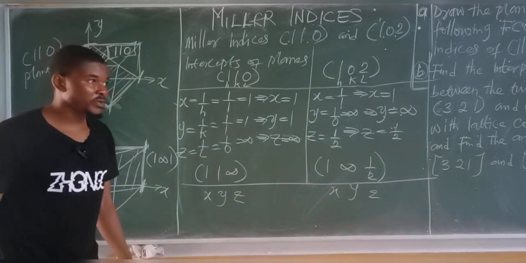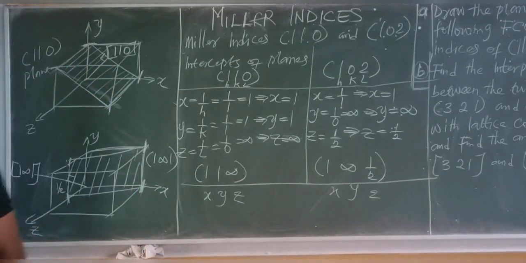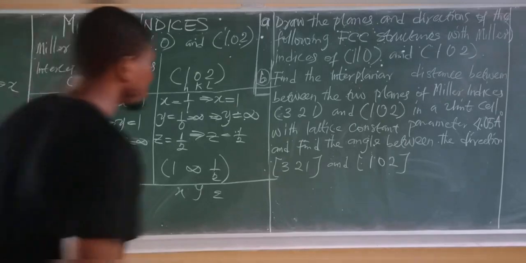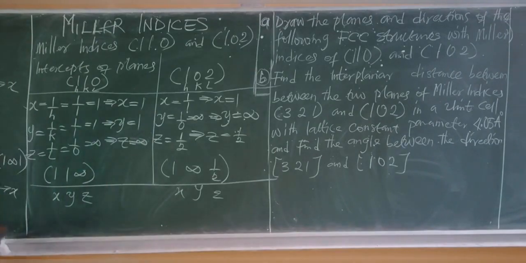So let's look at the B part of the question. I'll take this camera back now to the other side. The second part of the question says find the interplanar distance between two planes of Miller indices (321) and (102) within a unit cell of 4.05 Angstrom lattice parameter, and also find the angle between the given directions [321] and [102]. Okay, so let's do that over here.